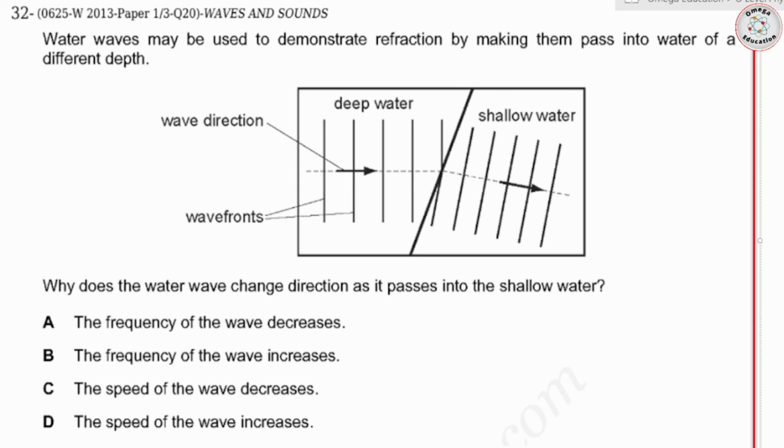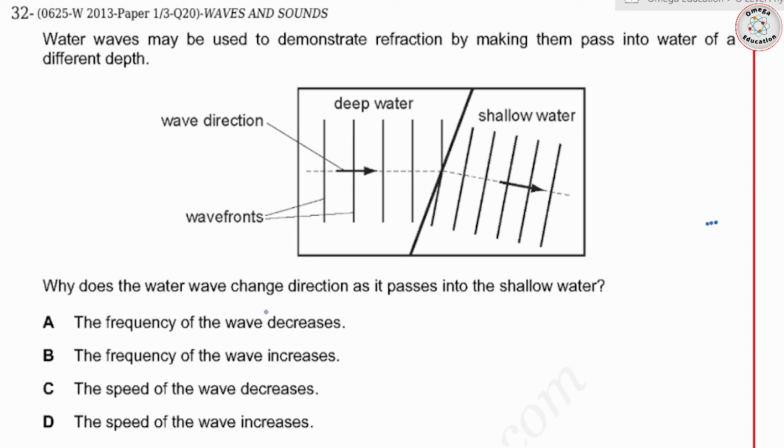All right, so let's move on to the next one. Here we have question number 32. Water waves may be used to demonstrate refraction by making them pass into water of different depth. Why does the water wave change direction as they pass into the shallow water?